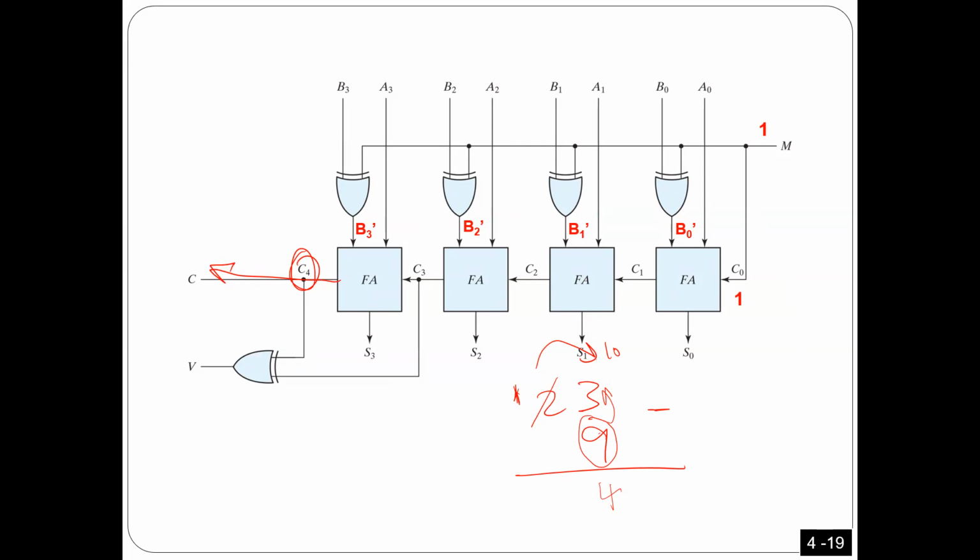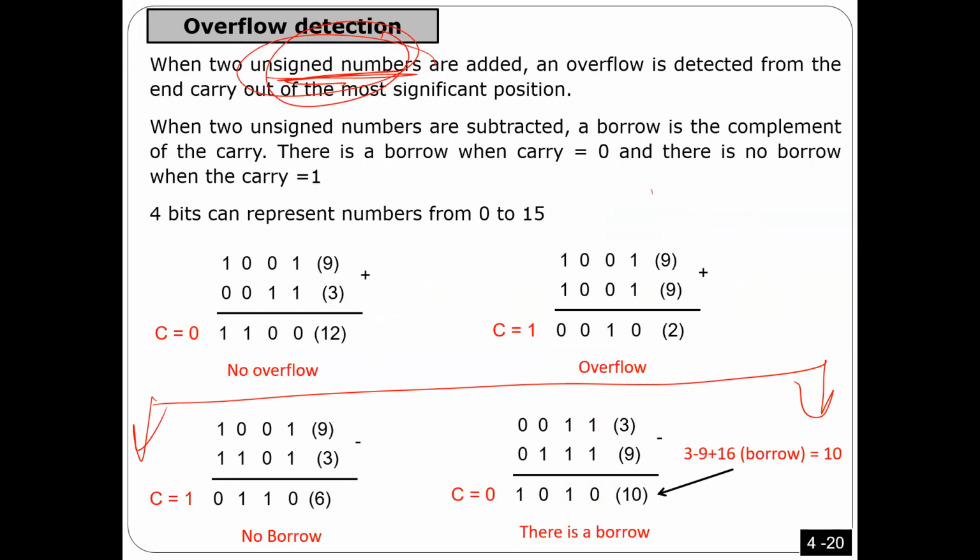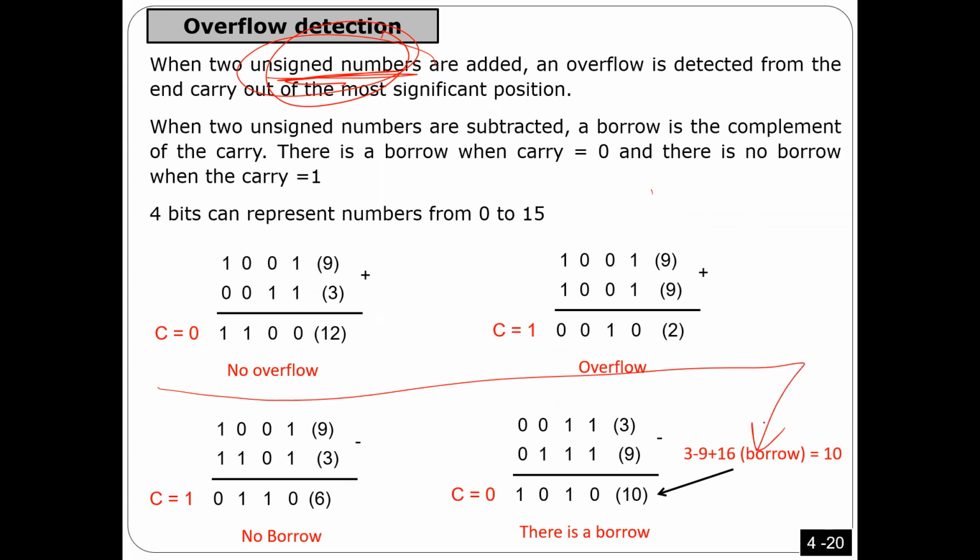So here again, I'm not going to call it overflow. We're going to ask: is there a borrow or not? That's what you will see right now. This is in case of subtraction. For example, 9 take away 3, the result is 6. There is no borrow. If there is no borrow, that means the carry is equal to 1. But if you borrow, look at this example.